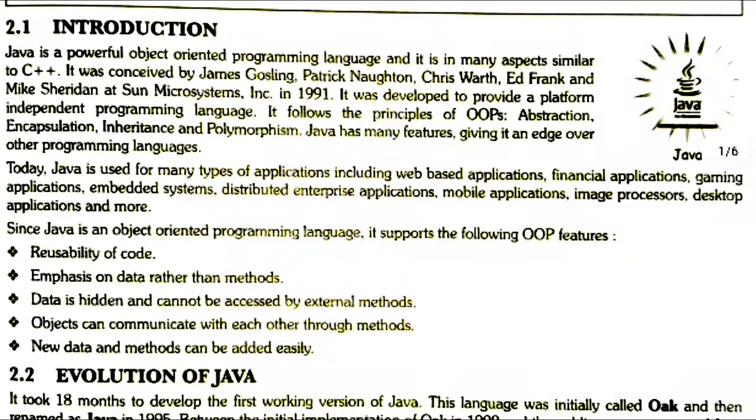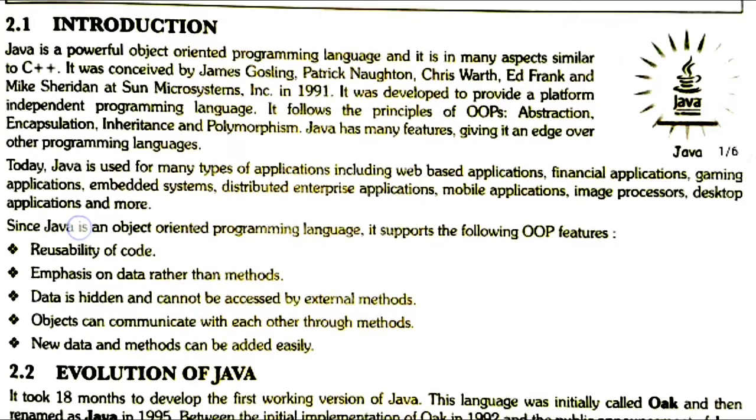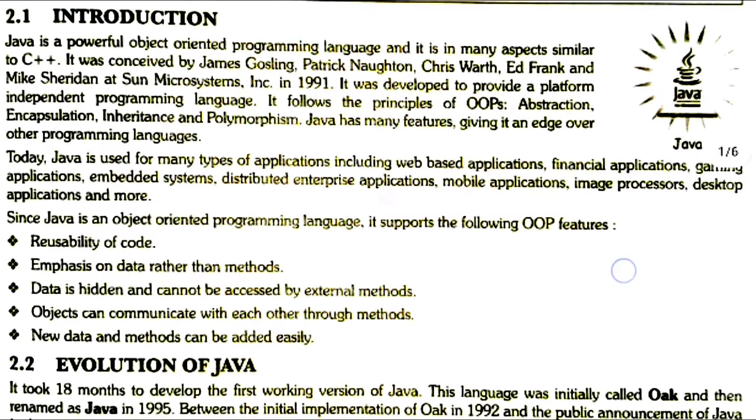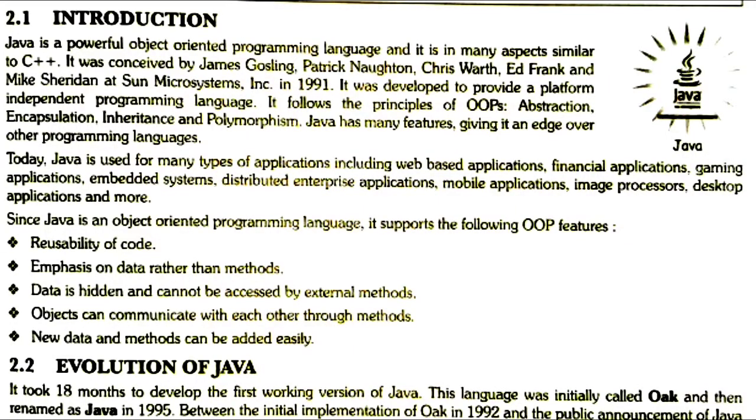So here we have the introduction. Java is a very powerful and very latest language. It is also old, but it is also latest, because it is still used in different computer applications and other computer platforms. Many aspects of the Java language are similar to C++, because Java and C++ are both object oriented programming languages. Java was developed, or the idea was conceived, by James Gosling, Patrick Newton, Chris Worth, Ed Frank, and Mike Sheridan, the engineers at Sun Microsystems. In the year 1991, they conceived the idea of developing a programming language for computers which is platform independent.